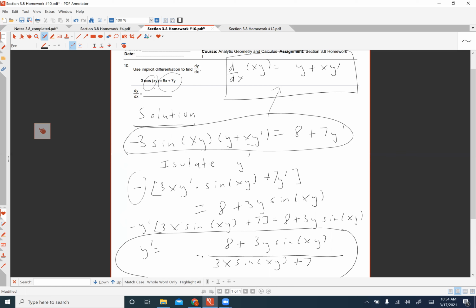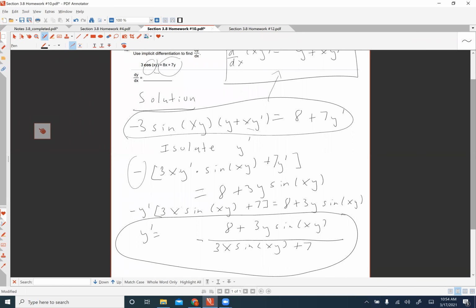Okay, so on the left side, we have minus the expression 3xy' times sine of xy, plus 7y', equals 8 plus 3y times sine of xy. Now let's factor out y'. So you get minus y' times the expression 3x sine of xy plus 7 is equal to 8 plus 3y times sine of xy. And just divide both sides by 3x sine xy plus 7, and also divide by the minus sign. And so the answer is there, circled.